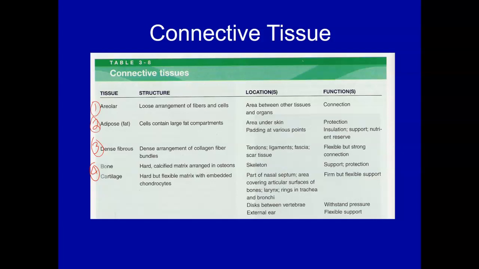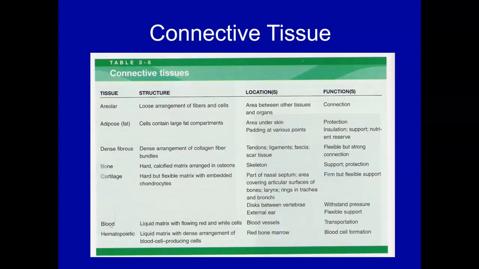However, our bones heal beautifully when they're set properly. How does it do that? Well, those osteocytes come in and they just add new calcium and fix the bone, and off you go. The last type of connective tissue is blood and what we call hematopoietic.